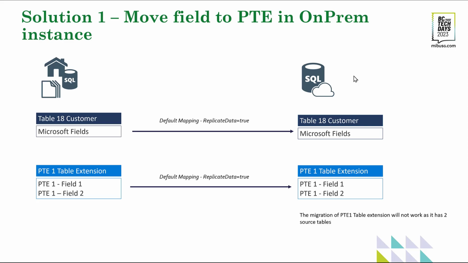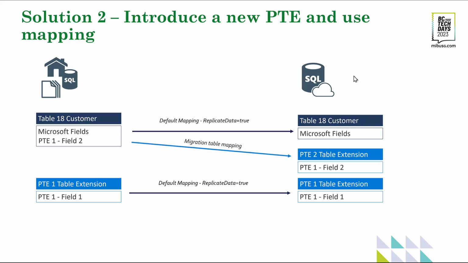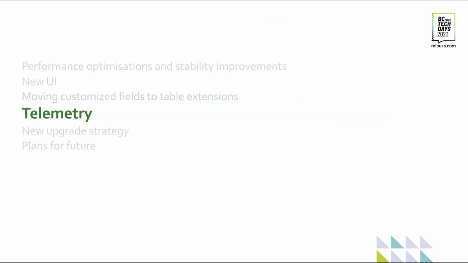If you would like to unblock this, you can either move the field tool to the table extension on-prem, or you can introduce a new table extension and then define the migration table mapping. Most of the partners select solution 2 because it's easier for them, but you also have solution 1 in case you need to use it.